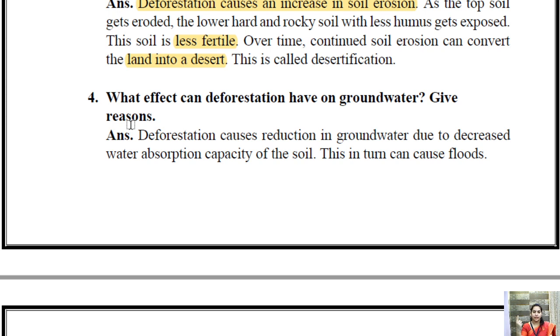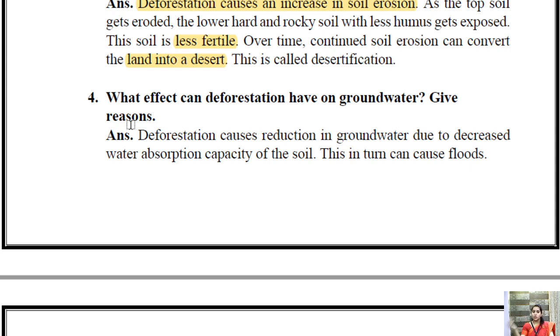Deforestation हुआ, soil erosion हुआ. So are you able to connect it? Deforestation causes soil erosion. Alright. So now if the fertile soil is being removed from that place, then what will happen? The capacity of a soil to absorb water will also decrease.